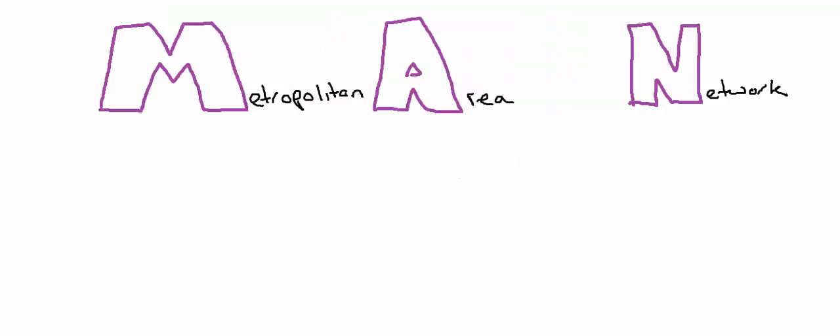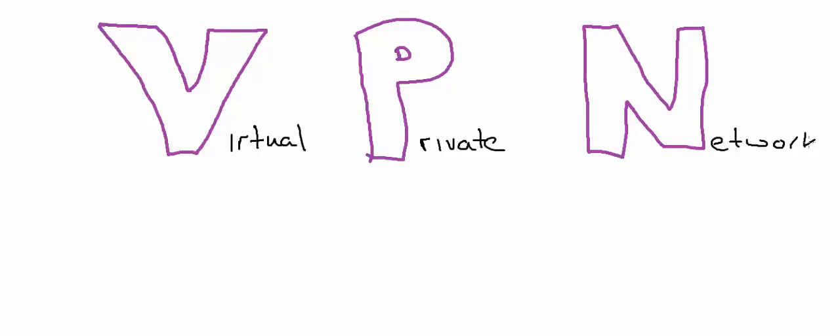There's also something called a Metropolitan area network, which is in between a LAN and a WAN. So it's not like a LAN where it's all on one site or one building, and it's not necessarily a wide area network that spans across a whole country or the whole world. It's normally perhaps within a village or a town or a city, and it's all the devices that are connected together within that area. And then finally, there are virtual private networks.